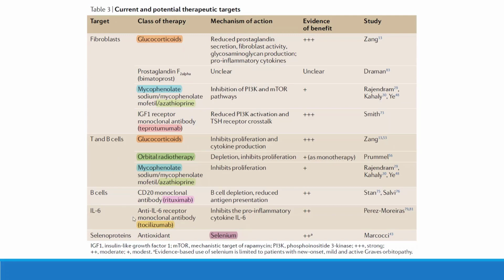I will not comment on this slide, but if anyone wants to capture it, I put it in my notes, which I will upload. Don't forget that glucocorticoid is the cornerstone. Other drugs are mycophenolate and azathioprine, or an IGF-1 receptor monoclonal antibody. Another group acts on T and B cells: glucocorticoid, orbital radiotherapy, and azathioprine. B cell depletion like rituximab, a CD20 monoclonal antibody, an interleukin 6 monoclonal antibody, tocilizumab, and selenium, which is an antioxidant. And this is the level of the evidence and the studies published.